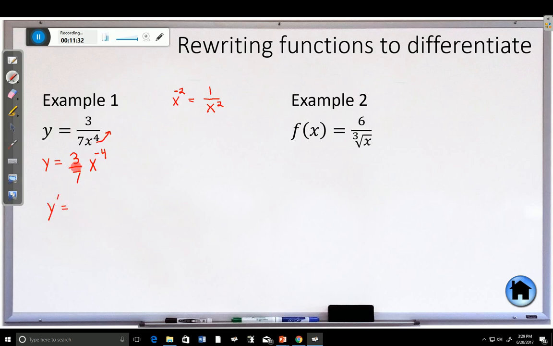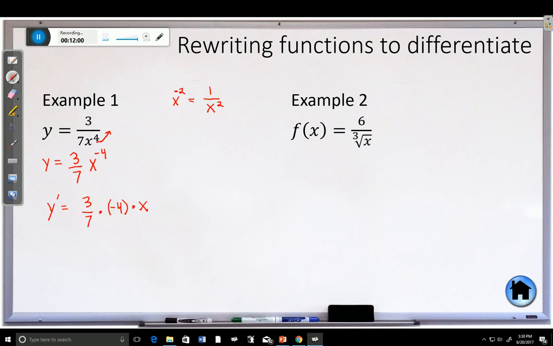So what are they? Well, 3 over 7 is a constant, so it is going to stay. And I'll multiply that times the derivative of x to the negative 4. What's the derivative of x to the negative 4? Don't let that negative throw you off. You just use the power rule. So multiply by negative 4 times x, and then subtract 1 from the exponent.